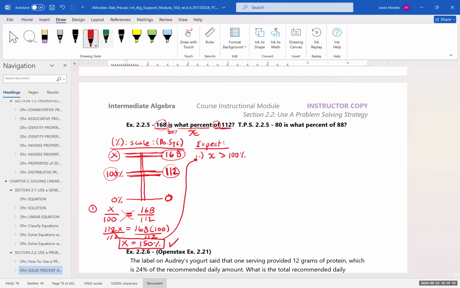So the second way that I was showing you on how to solve these types of percentage problems is just to do it across right here on the scale itself, and to convert the percentages to be values between 0 and 1. So this would just be 1.0. As we cross this way, we've got 112x, and that's going to be equal to 168 times 1, which is just 168. Divide both sides by 112, and x is equal to 150%.